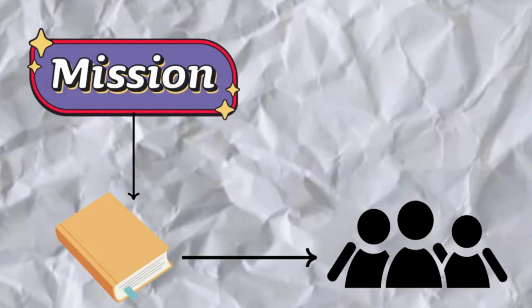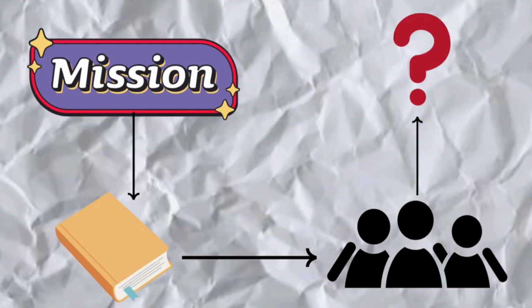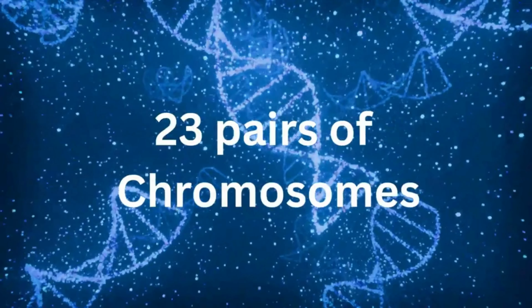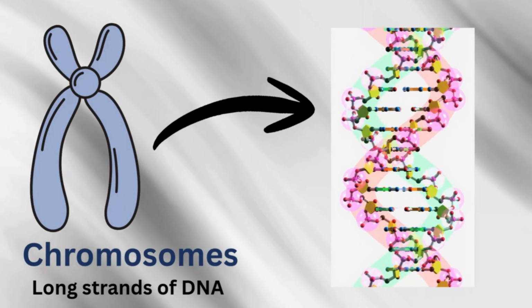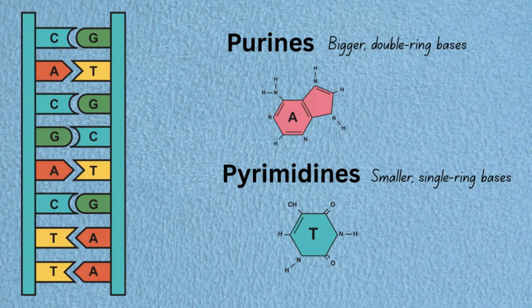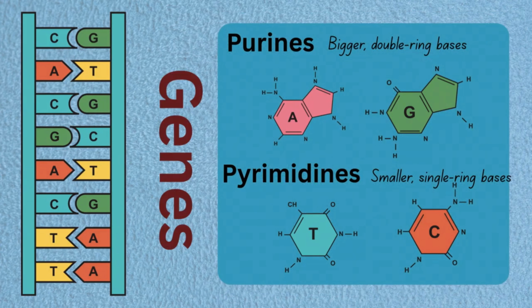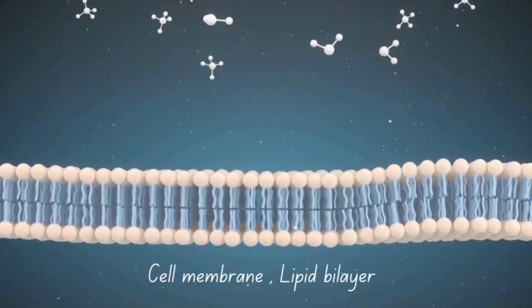Now the mission was set. The book existed. The team was ready. So the next question was, what exactly were they trying to read? Inside every one of your cells are 23 pairs of chromosomes. These chromosomes are made of long strands of DNA. And DNA is written in just 4 letters, A, T, G, and C. Those 4 letters form words called genes. And those genes tell your body how to make proteins, the things that build and run everything in you.